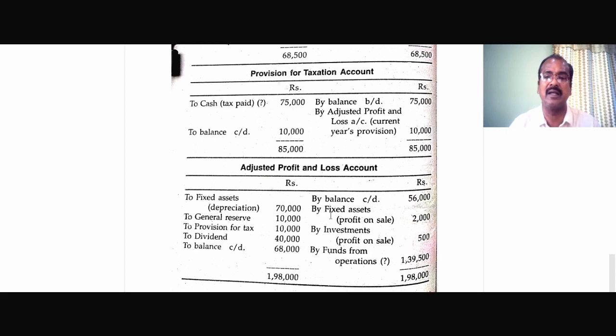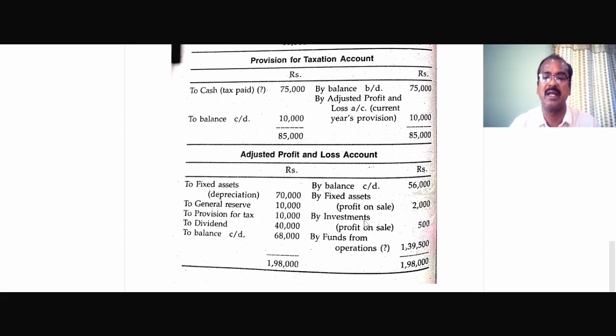All these are recorded. See in the credit side, by fixed assets, that's a profit on sale. By investment, that's a profit on sale of investment. Come to the debit side. This is for the depreciation provided on fixed assets. And this is for the provision for tax made during this year. And this item, the dividend proposed during the year, should be debited in the P&L account that I already explained. That is what they have done. What is this new item?